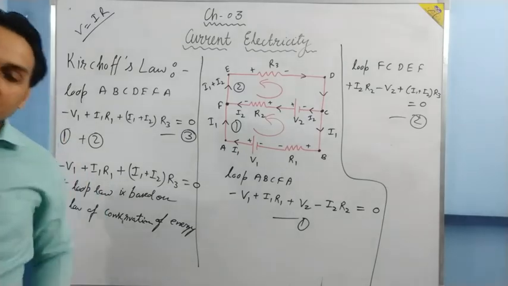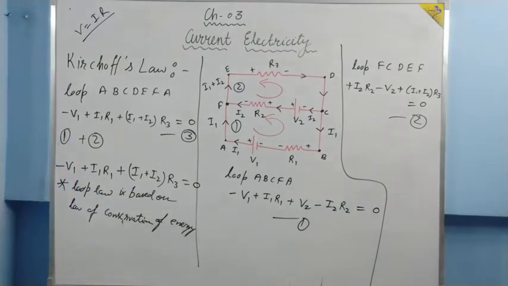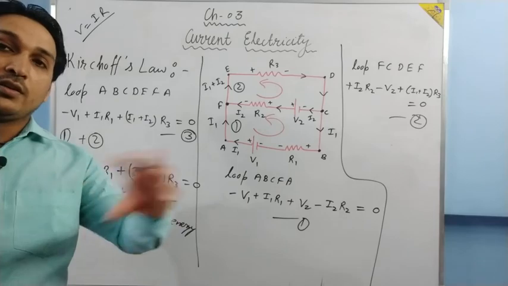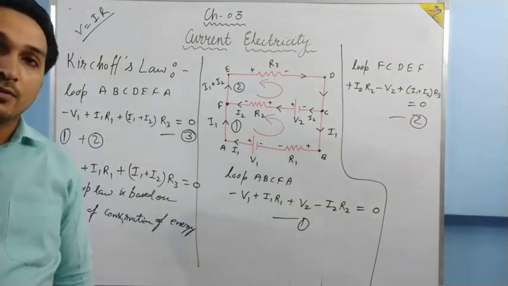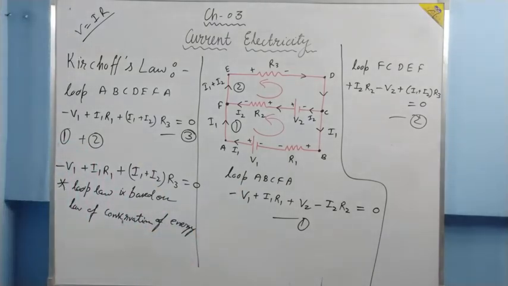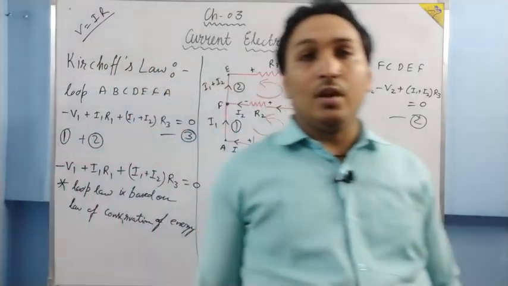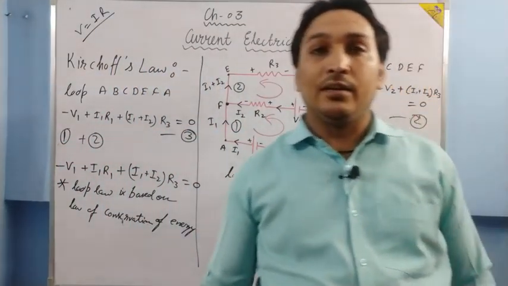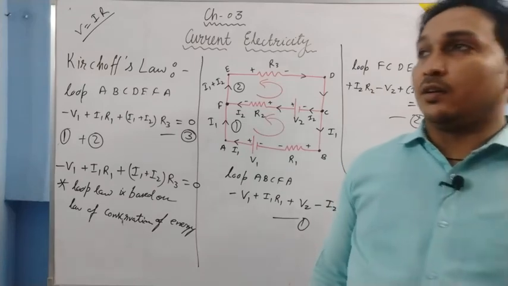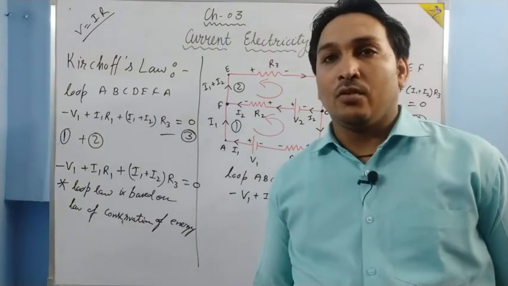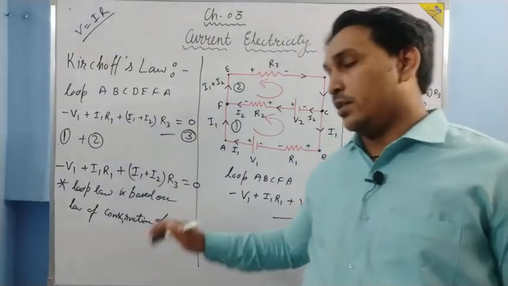Basically, the cell supplies the energy, and whatever energy the cell supplies, all the resistances take from that energy only. So it simply means that the energy remains constant in the circuit, and that is why we say that the loop law is based on conservation of energy. Whatever energy is being given is being utilized in the resistances.